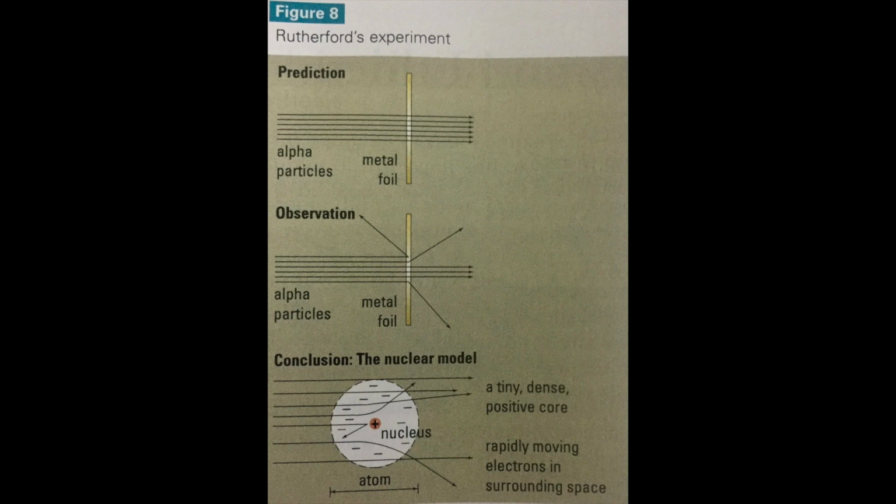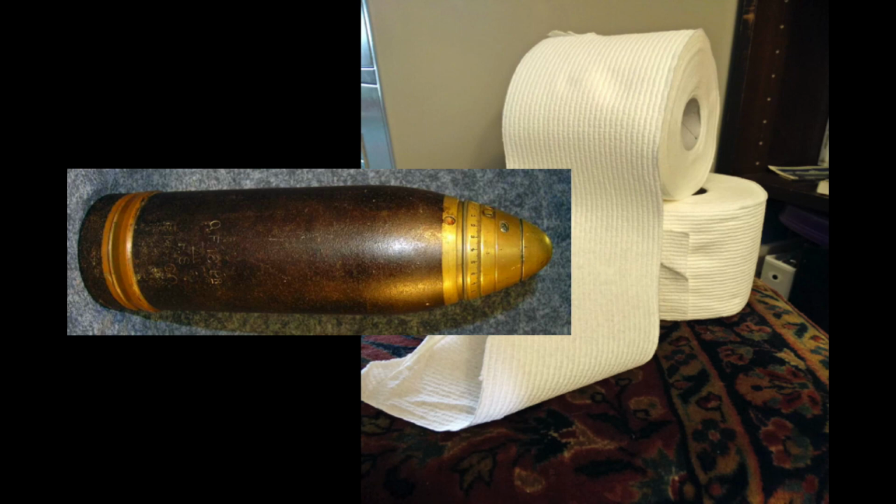Figure 8 is a representation of Rutherford's experiment. Rutherford was amazed and described the result as being similar to firing bullets at a piece of tissue paper and having one of them bounce back.